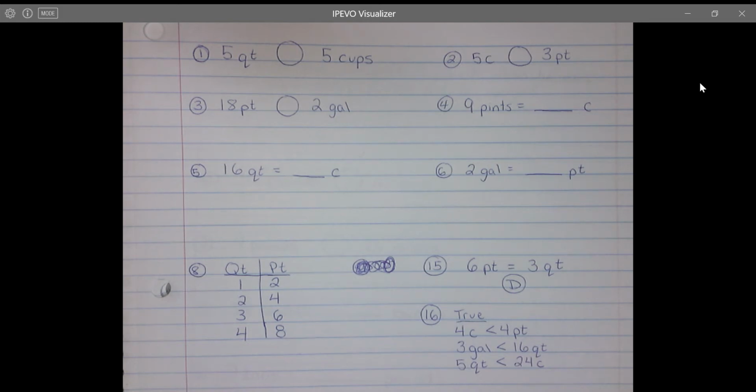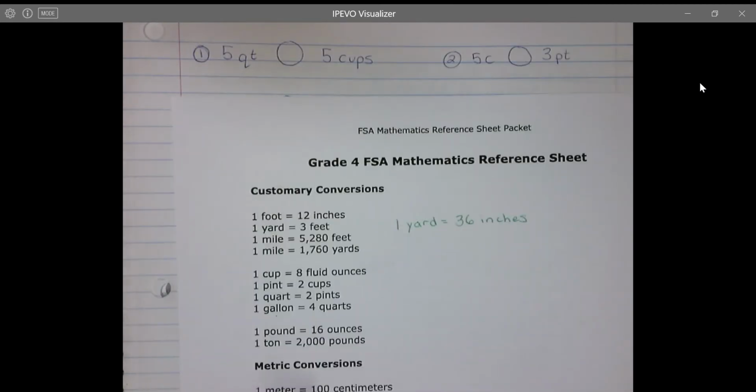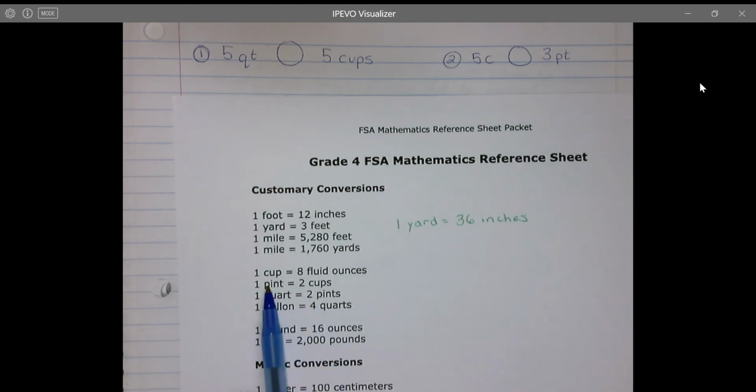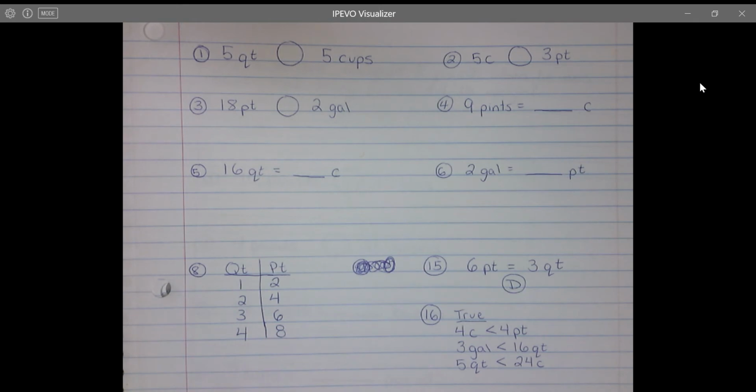Last video we ended off with assigning some questions, and I'm going to go over some of the answers real quick. First, we had 5 quarts: is that going to be less than, greater than, or equal to 5 cups? Well, if I use the reference sheet, I know that 1 quart is 2 pints, and one pint is 2 cups. So really a quart holds a lot more liquid than a cup. That means if the numbers are equal, 5 quarts will be greater than 5 cups.